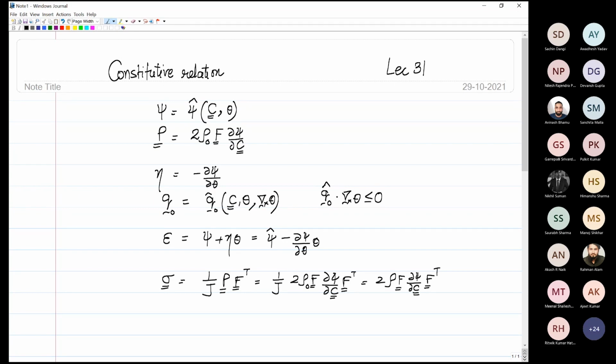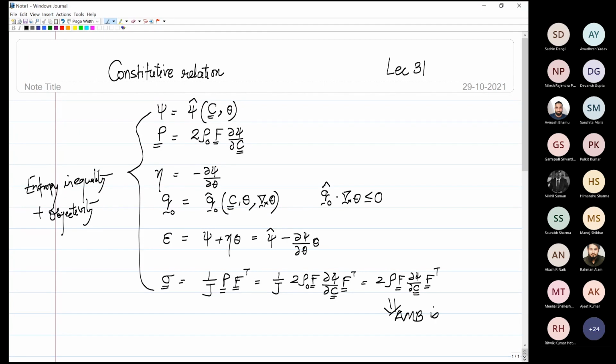Okay, and we had seen that with the second law of thermodynamics, or with the entropy inequality together with objectivity, the angular momentum balance is getting automatically satisfied, isn't it? So this is all the consequence of entropy inequality, very magical, plus objectivity. Okay, and we see that the sigma, the way it is coming out to be, it is also equal to sigma transpose. So the angular momentum balance is getting automatically satisfied. Okay, so we have done it in the last class.